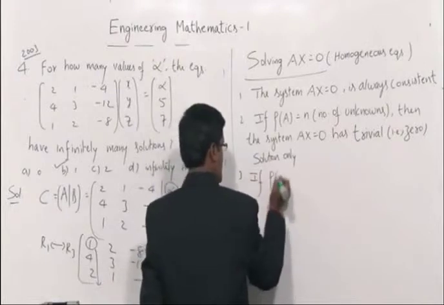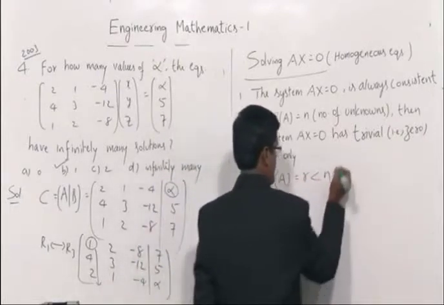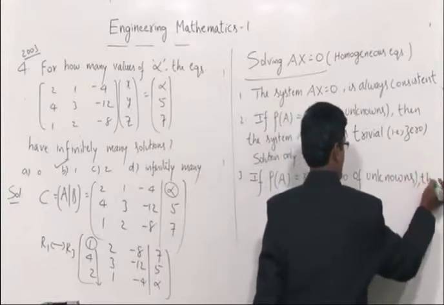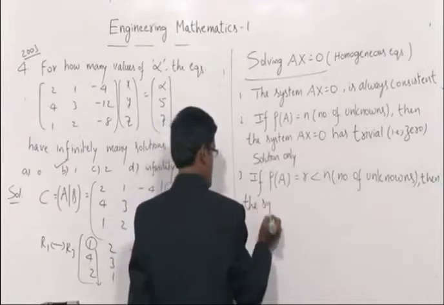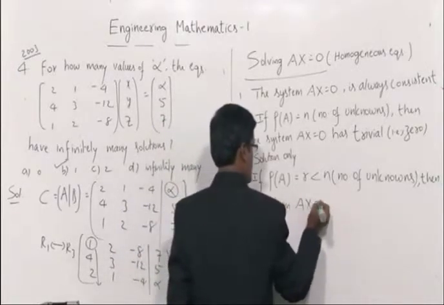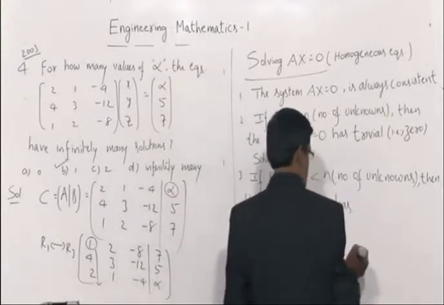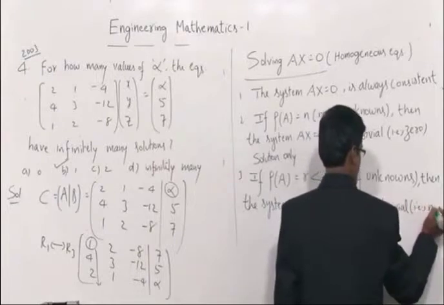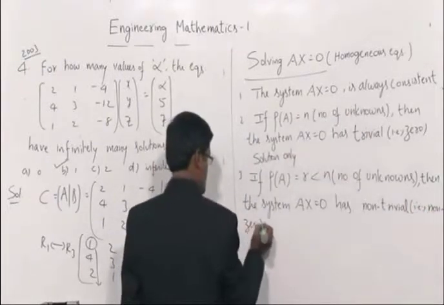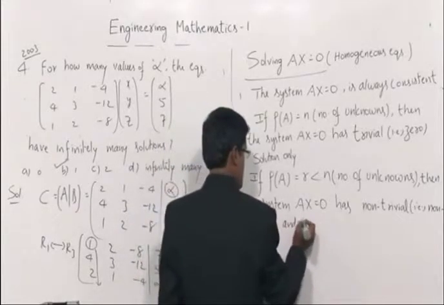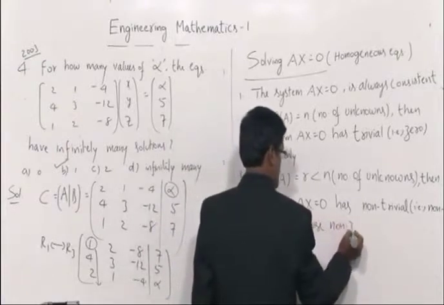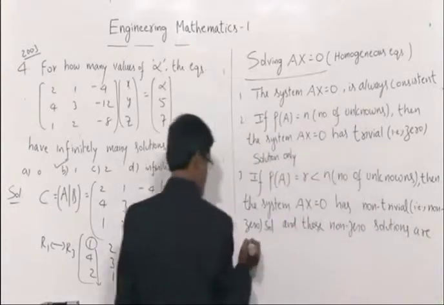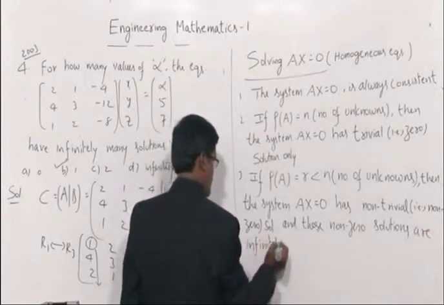3. If rank A is equal to r less than n, where n stands for the number of unknowns, then the system Ax equal to O has non-trivial, that is non-zero, solutions, and these non-zero solutions are infinitely many.